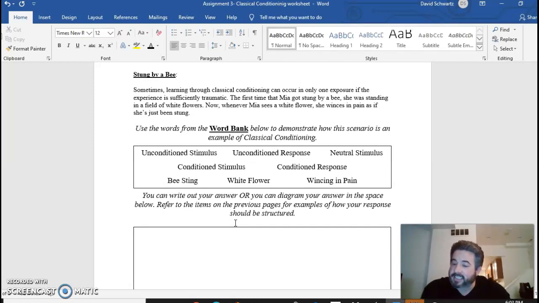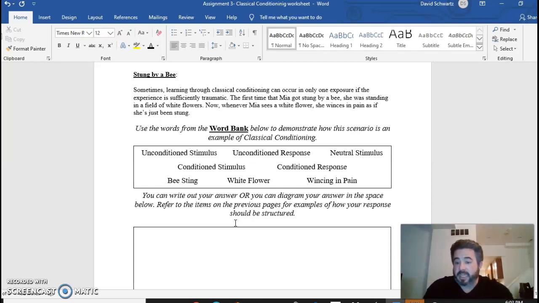Sometimes, remember, these classical conditioning scenarios occur over many, many exposures. The dogs didn't learn to associate the bell with the food right away. It took many times of pairing the bell with the food, just like Little Albert pairing the white rat with the loud noise. Eventually, Albert learned to fear the white rat. But sometimes this type of learning can happen in only one exposure if the experience is significantly traumatic.